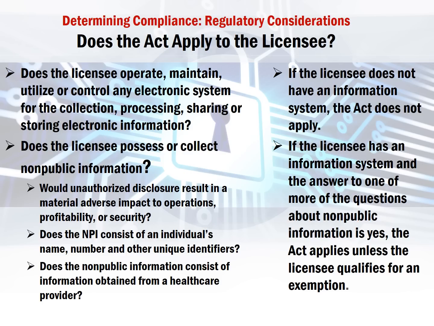So let's assume that someone has alleged that ABC licensee has violated the law. One of the first things the DOI will consider is whether the Act applies to ABC licensee. Does ABC licensee have an information system as that term is defined by the law? Does ABC licensee collect, process, store, or distribute non-public information? If ABC licensee does not have an information system, then the Act probably doesn't apply.